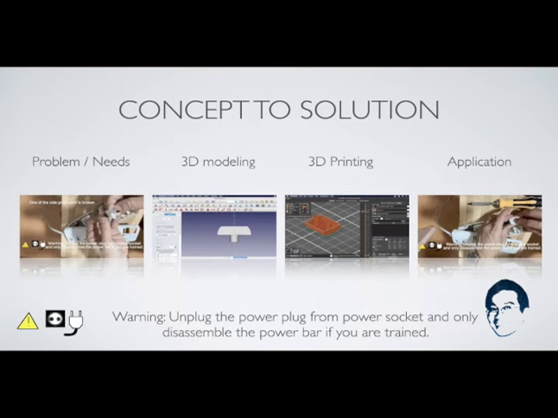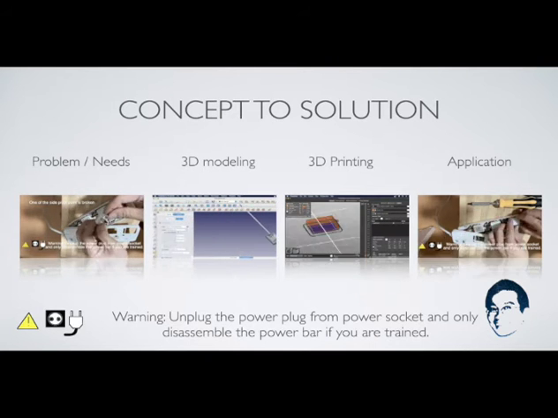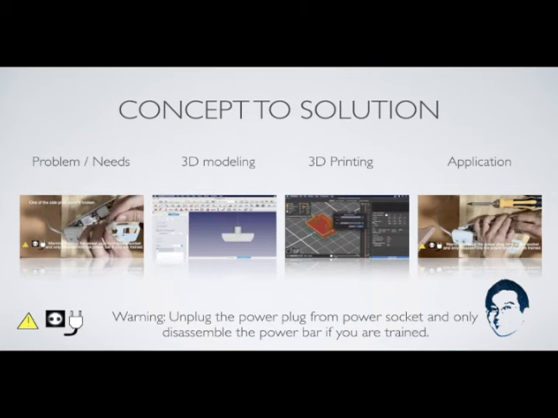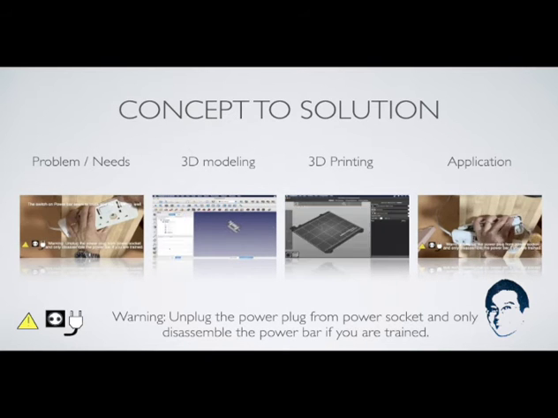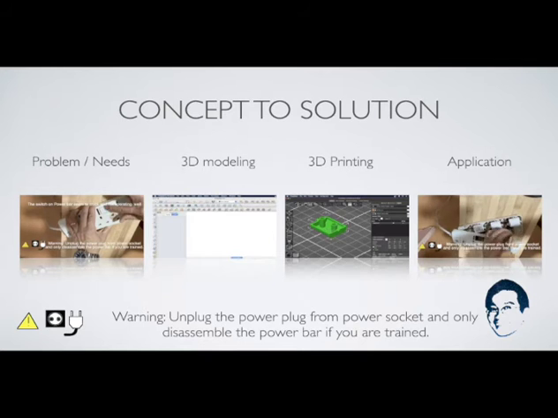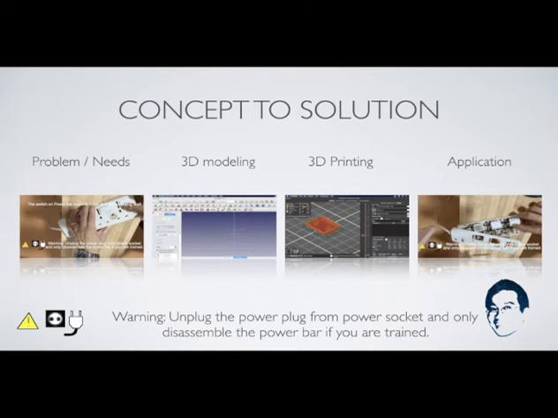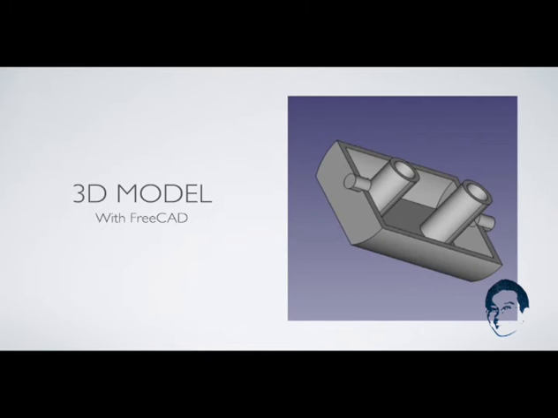Instead of throwing the power bar away and creating some environmental trash, I'm going to model out the broken switch with FreeCAD software, print it with a 3D printer and get it replaced. Alright, let's get started with the 3D modeling of the switch.